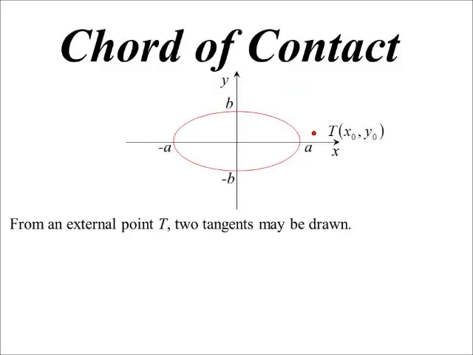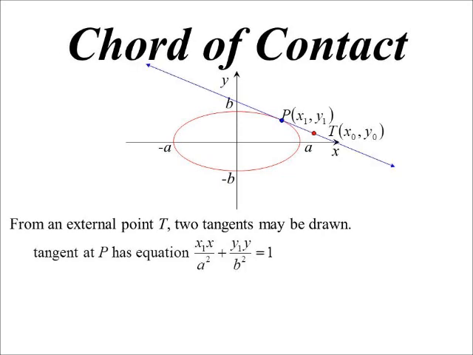Let's talk about the chord of contact. Now, you may remember, I hope, chord of contact: you've got the external point. You draw 2 tangents to the shape, and where they meet the shape, the chord between them is the chord of contact. So T is my external point, (x0, y0). I can draw the two tangents in. Now, let's say it meets at the point P, and P has coordinates (x1, y1).